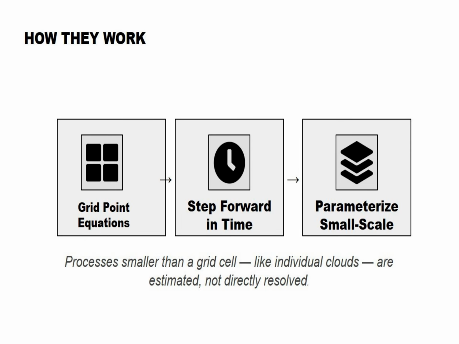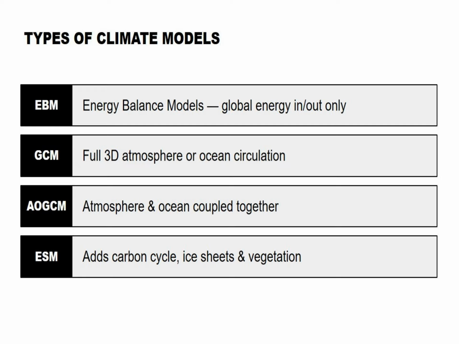Next, we will see how they work. At every grid point, physical equations for fluid dynamics, thermodynamics, and radiation are solved simultaneously, then stepped forward in time, sometimes for centuries. But processes smaller than a single grid cell, like individual clouds, can't be directly resolved. Instead, they're estimated through parameterization, simplified approximations that keep the simulation computationally possible.